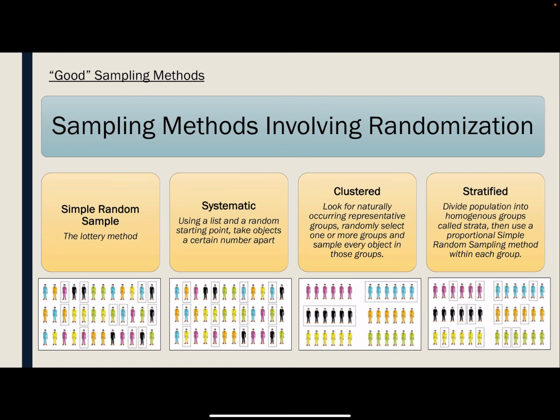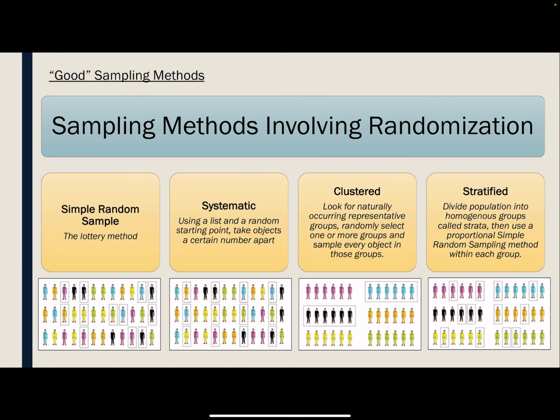Stratified is slightly different. They're still grouping, but instead of having representative groups, you have homogeneous groups. So again, let's go back to elementary school children. Maybe instead of looking at elementary schools, we just look at a big list of kindergartners, first graders, second graders, and so on. And for a stratified sampling method, we would randomly sample a certain number of individuals within each group. So it's just kind of the order of the randomization.